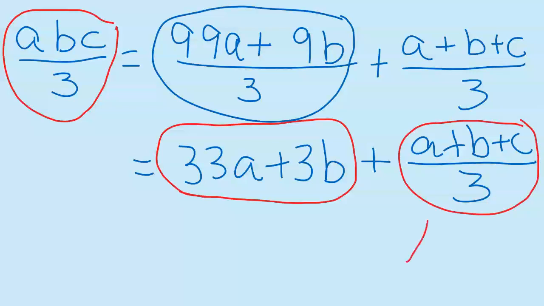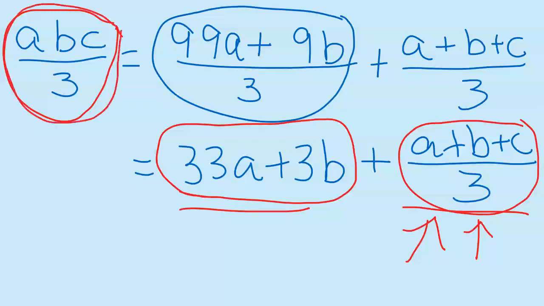Now, if this sum of the digits, A plus B plus C, is divisible by 3, then this is a whole number, or an integer, and therefore we would be adding an integer to an integer, which gives us an integer, which means that ABC, the original number, is divisible by 3, because when you divide it by 3, it comes out evenly. There's no remainder. It comes out as an integer. But that is precisely the divisibility test for 3.